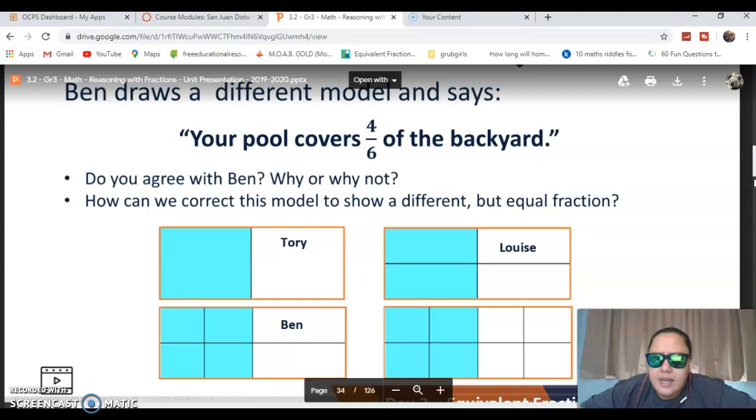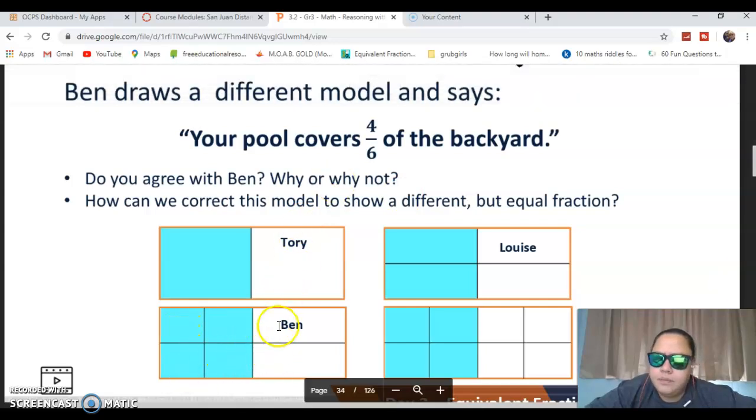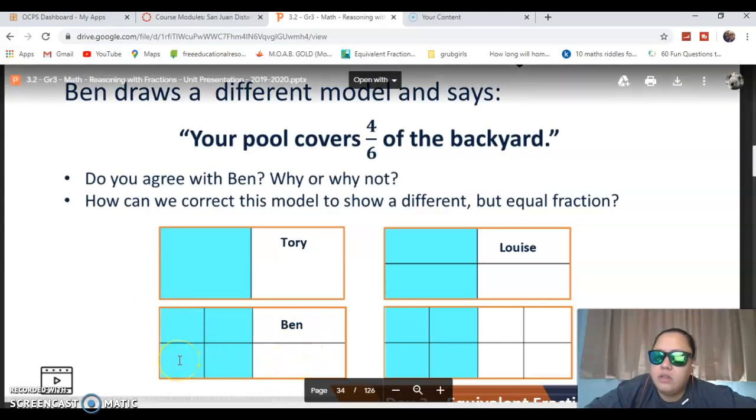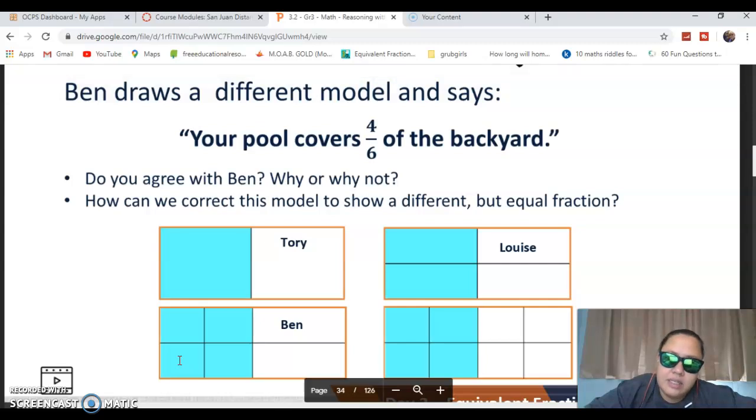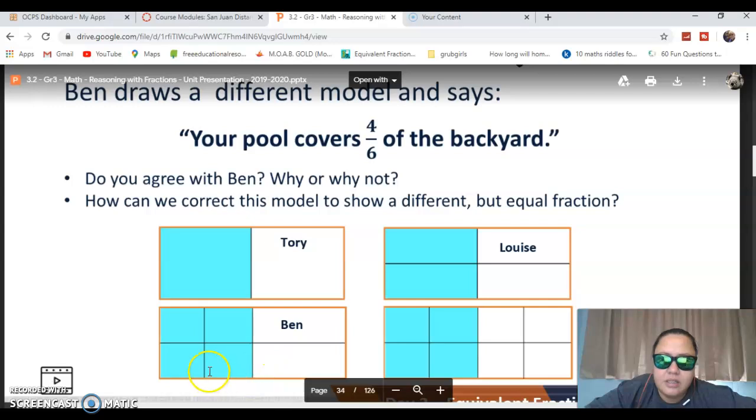I'm going to go ahead and say I disagree with Ben, and the first reason is, are Ben's parts equal? Are all 6 of his parts equal? And the answer should be no, because there are obviously 2 bigger ones here, and then the other 4 pieces are equal, which means we cannot use this as a fraction. Not this picture, at least.